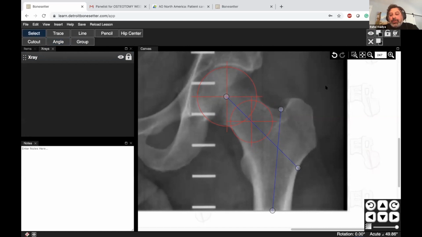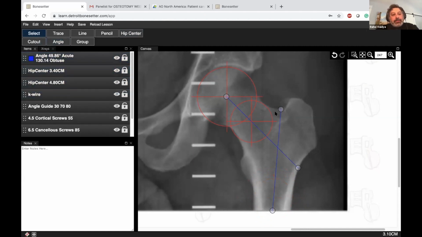Now, if I had a full-length femur, I would use the middle of the femoral shaft, and again, a way to do that, to find the middle, is to make a hip center, go from edge to edge, and that gives you the middle. So let's get rid of that. So if you go to items, the neck shaft angle on this side comes up at about 130 degrees.